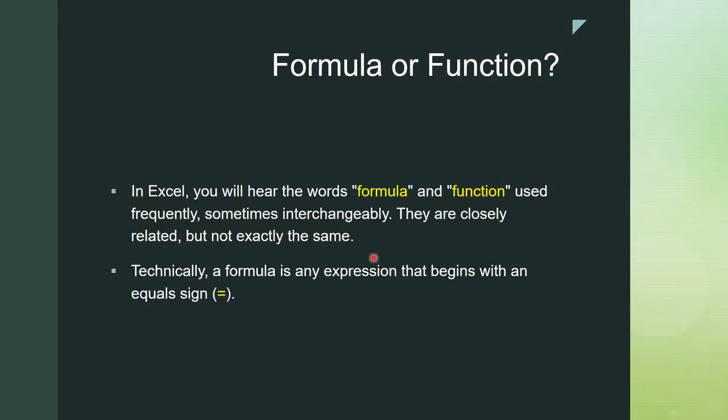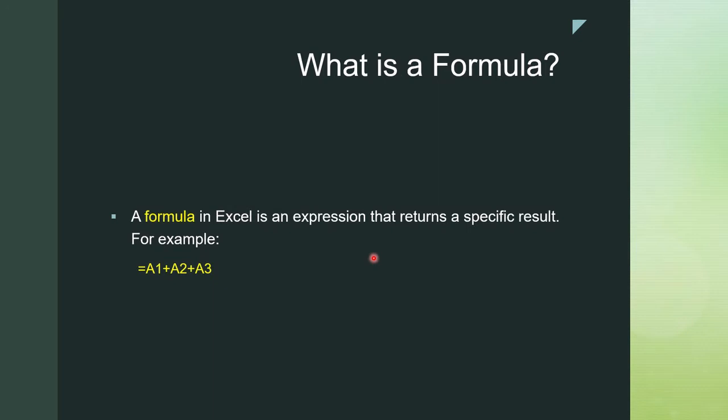We use these two words interchangeably. Technically in Excel, anything that is after the equal sign is a formula. However, there is a difference between a formula and a function in Excel. A formula in Excel is a math problem. It's a mathematical equation that will give us a specific result. It looks almost like a math problem. For example, I have right here equals the value of A1 plus whatever value is in A2 plus whatever value is in A3. I'm going to add these three values together and it will give me a specific result.